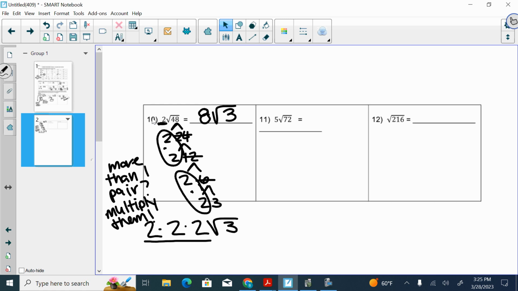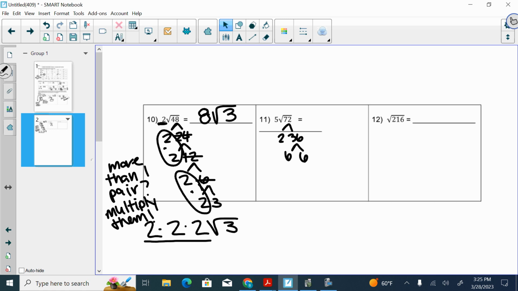All right, on this next one. So we've already got this 5 out in front, but we got to take care of that 72. Is 72 on our chart? No. Okay, so we got to break it down ourselves. What multiplies to give us 72? Perfect, that'll work. Okay, she said 2 and 36. Okay, can I break the 2 down anymore? No. What about the 36? 6 times 6.